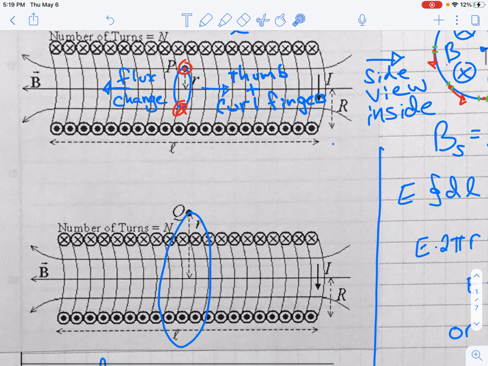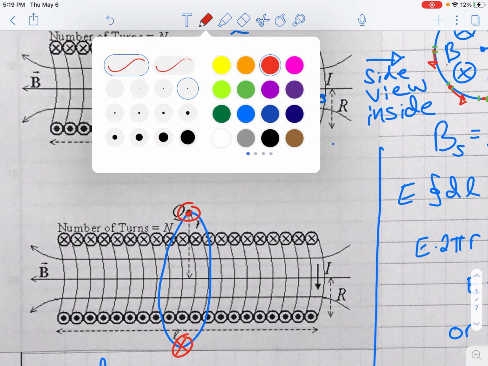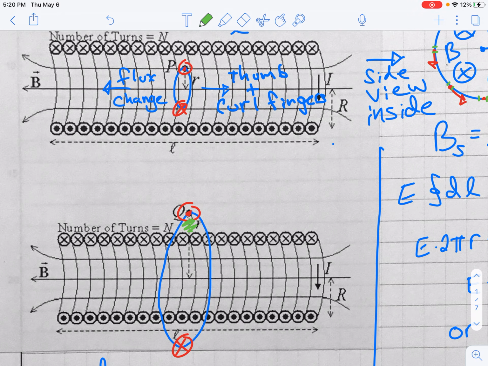Now for point Q, which is above the solenoid, same deal. Flux is changing in the same direction. Point your thumb to the right, curl your fingers. You're still going to get a field out of the page here. It would still be into the page down there. The one thing that is different here is that we have only flux inside the solenoid. Outside the solenoid, like in that section and in that section there, no flux.